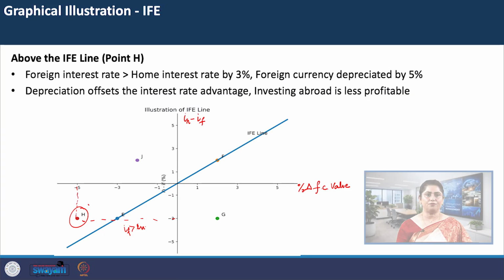At point H, the foreign interest rate is again 3% higher than the home rate. So far so good, but now the foreign currency has depreciated by 5%. The investor earned 3% extra from interest, but lost 5% from currency movement. The net result is a loss compared to investing at home. The interest rate advantage was not just neutralized, it was more than wiped out by depreciation. This point sits above the IFE line.